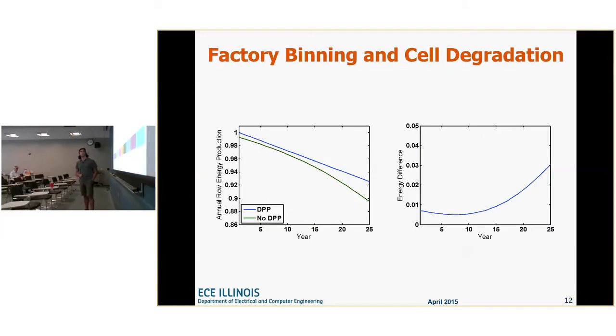So now we have two sources of mismatch in our row. With factory binning and cell degradation, we can see that as the years go on, we experience more mismatch between our panels, and we see that the results with DPP and without DPP begin to diverge. So we expect that rows with DPP will be able to better handle these combined sources of mismatch.